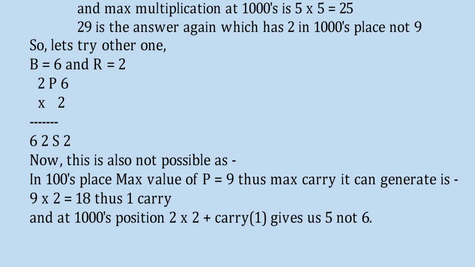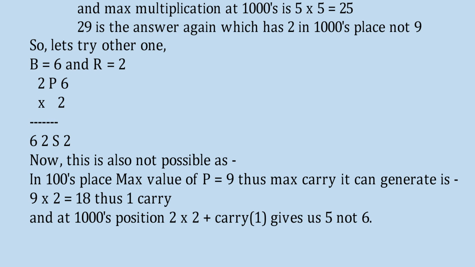Now this is also not possible, because even if p has a maximum value of 9, you get 9 into 2 equal to 18. So a carry of 1 is there, and 2 into 2 is 4. So 4 plus 1 carry will become 5. So 6 cannot be given at the thousandth place. Only 5 can be generated at the thousandth place.